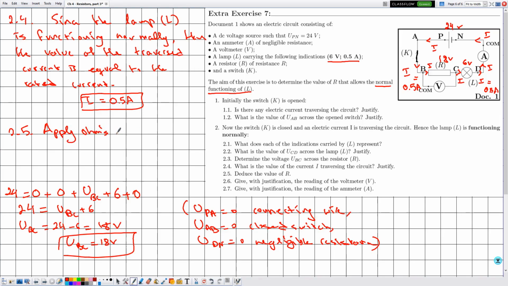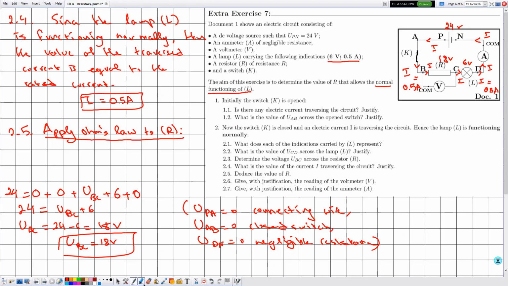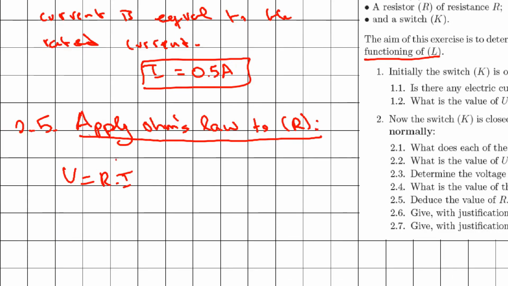And here Ohm's law can be applied to different electric components. Notice that we are applying it to R. And this statement is very important. They usually give it half a mark. Always in physics we need to mention the law that we are using. Then Ohm's law is given by U is equal to R I. So whenever we apply Ohm's law, we always write these two.